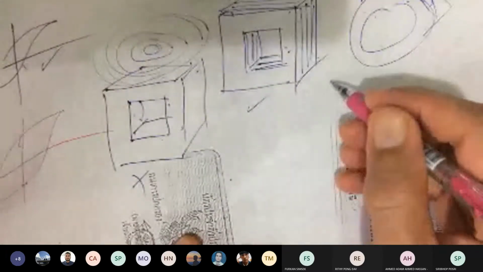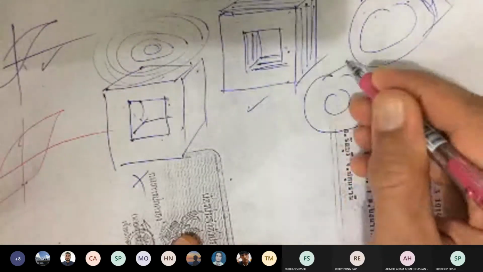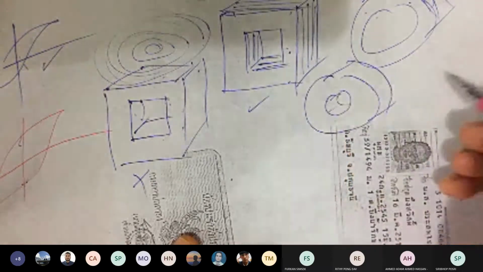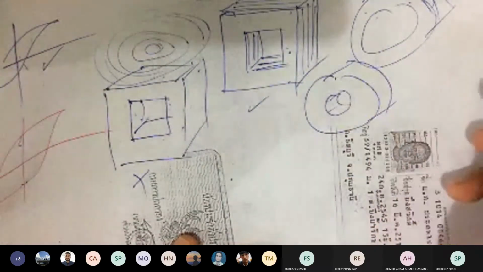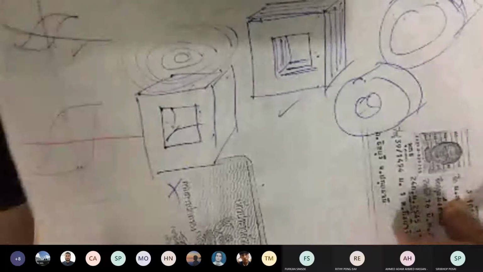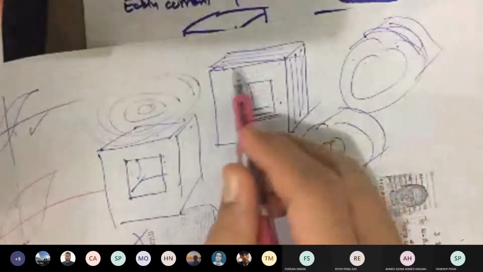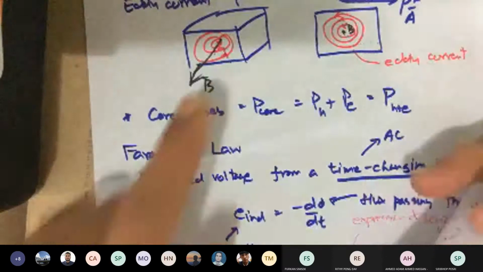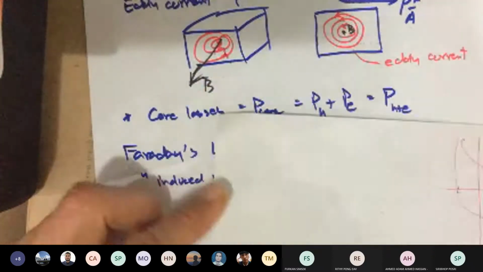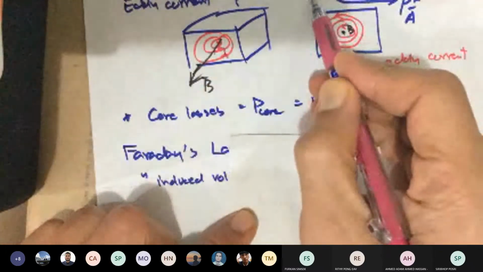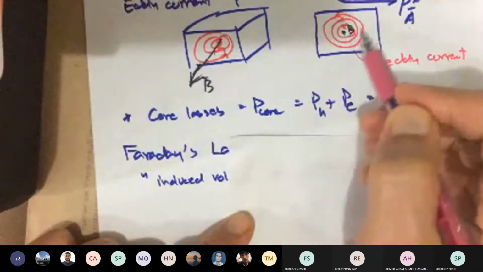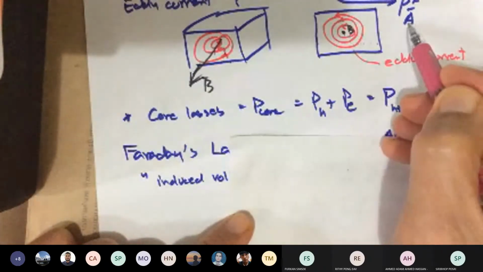It's never made of a chunk of metal. You don't see a core that's a solid cylindrical shape like that. It doesn't work. Why? One of the points of lamination is to reduce your eddy current. Remember, eddy current is the I square R losses, and your resistance depends on the length, the path of the current, and the area of the current.